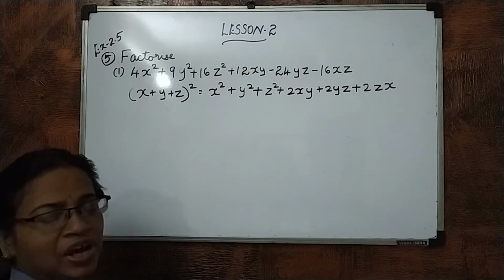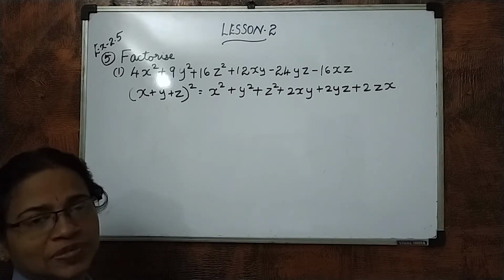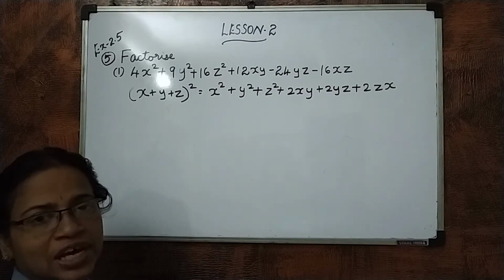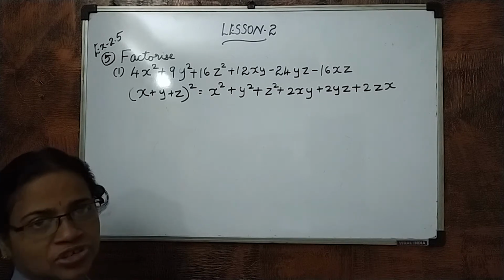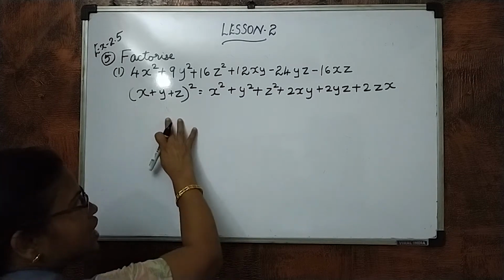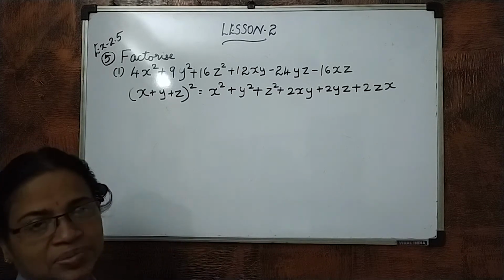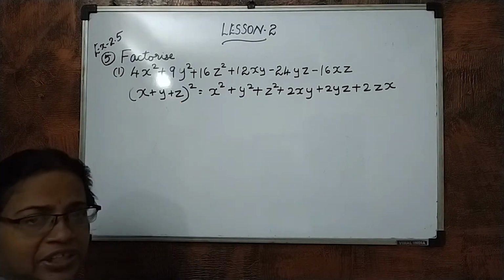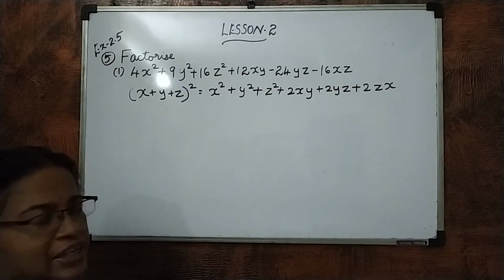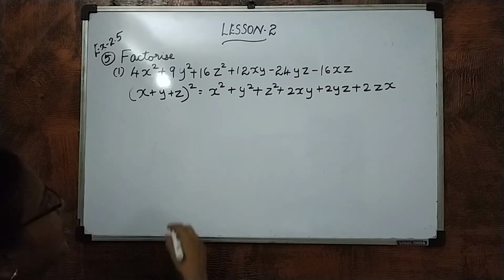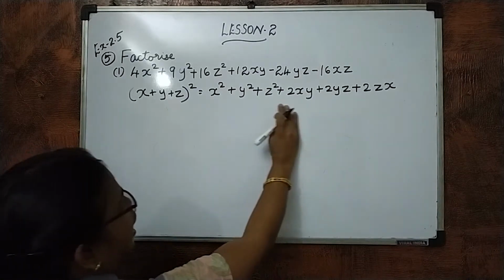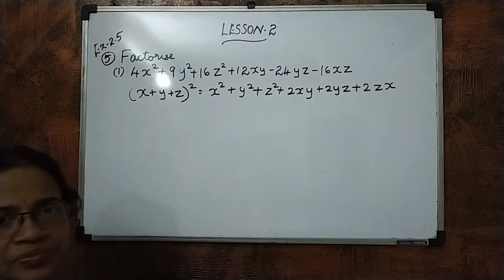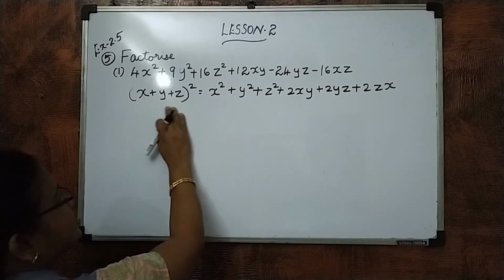Then the next ones we have studied: x plus y the whole cube, x minus y the whole cube. For those how many terms are there? 4 terms each. So only this identity got 6 terms. So just find out how many terms are there and then use the identity. Now they have given you the RHS, means all the right hand side terms are there, so you have to find out the LHS.